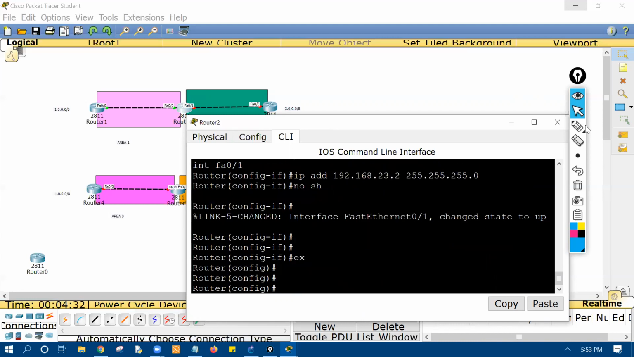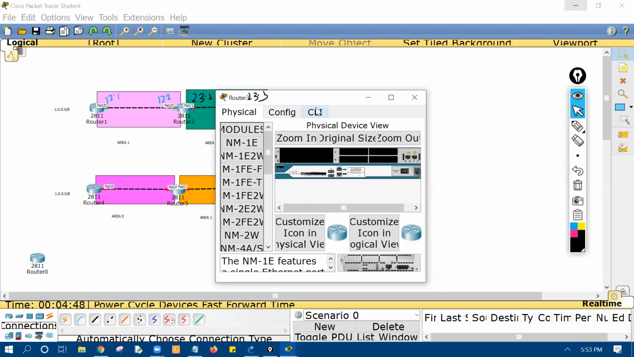So let me write down the IP addressing on this person. So this is the 12.1, this is the 12.2, this is 23.2 and 23.3, right? So I'm done with the R2 as well. Let's go to R3 now. CLI.